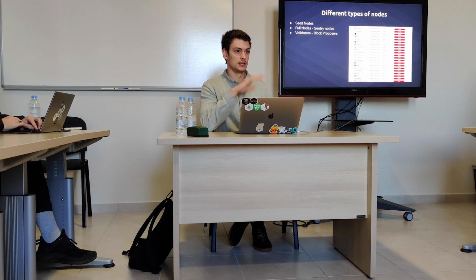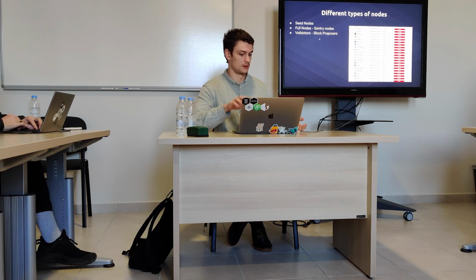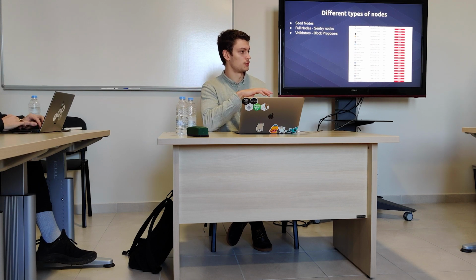Pruned is just to help decrease the amount of state that you're using on your disk. A normal full node won't have this. And then you have sentry nodes, which I'll touch on in the next slide. But then you have validators. Validators are just block proposers, and they finalize state.